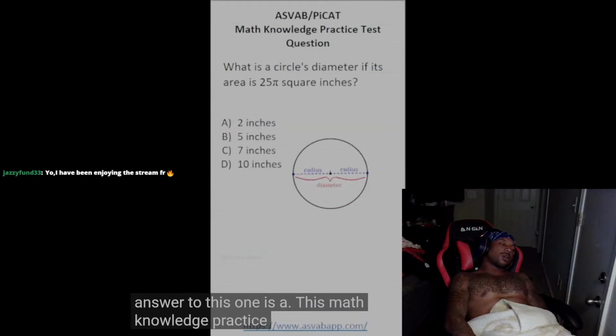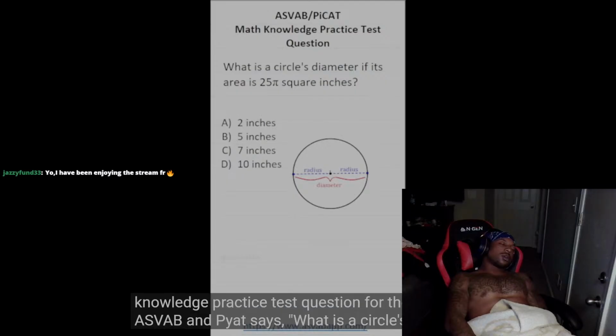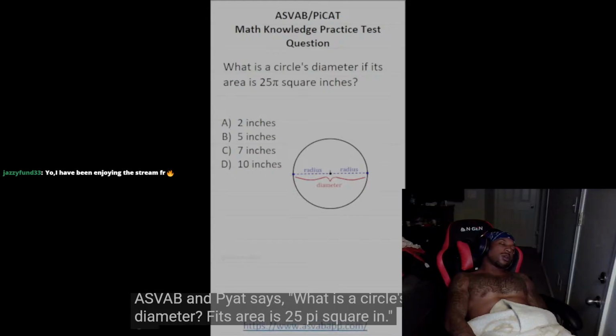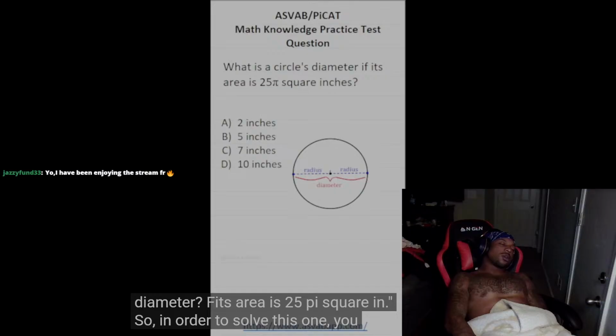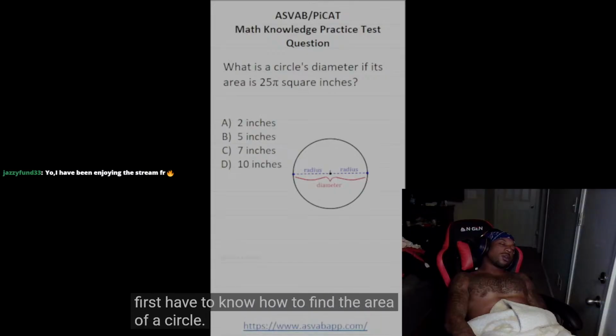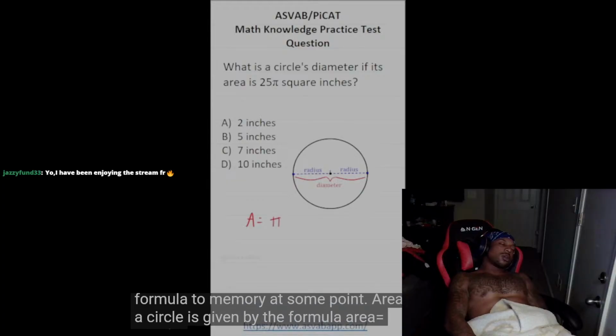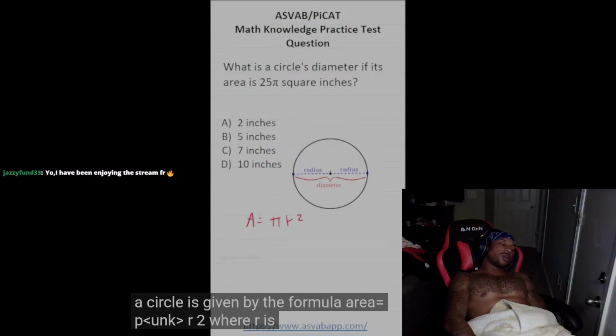This math knowledge practice test question for the ASVAB and PiCAT says, what is a circle's diameter if its area is 25 pi square inches? So in order to solve this one, you first have to know how to find the area of a circle. Again, since you're not permitted to use a calculator or a reference sheet on the actual ASVAB or PiCAT, you do have to commit this formula to memory at some point. Area of a circle is given by the formula area equals pi r squared, where r is the radius.